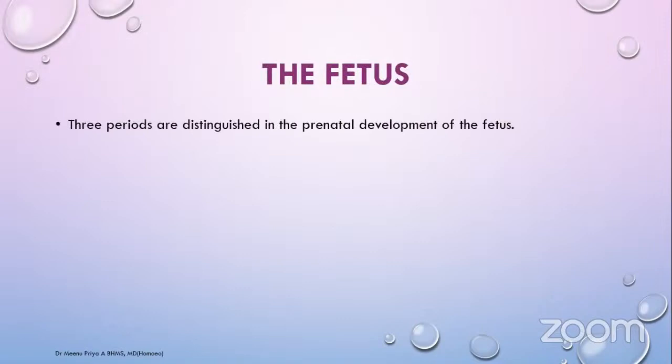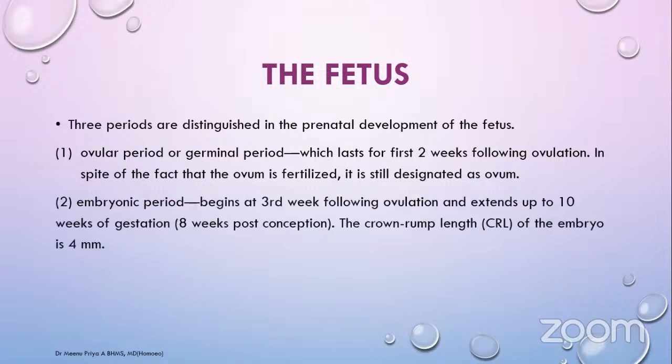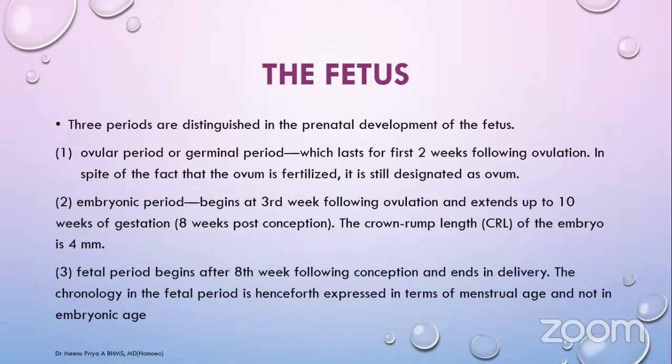The fetus. Now coming to fetus. Three periods are distinguished in the prenatal development of fetus: ovular period or germinal period, which lasts for the first 2 weeks following ovulation. In spite of the fact that ovum is fertilized, it is still designated as ovum. Embryonic period begins at the 3rd week following ovulation and extends up to 10 weeks of gestation, that is 8 weeks after conception. The crown rump length of embryo is 4 mm. And fetal period begins after 8th week following conception and ends in delivery. So a fetus has 3 periods: ovular or germinal period, embryonic period and fetal period.